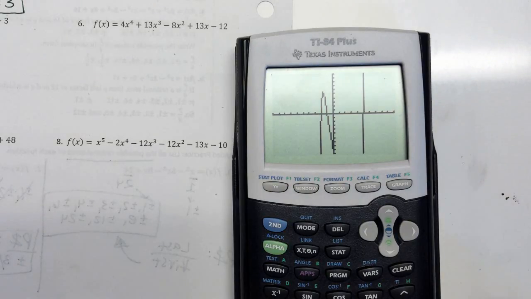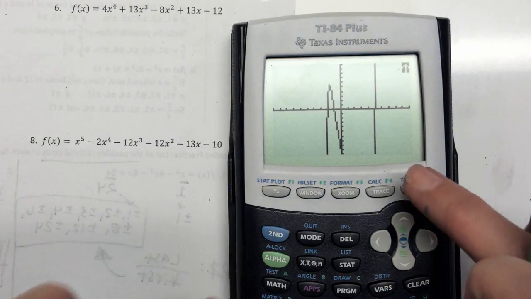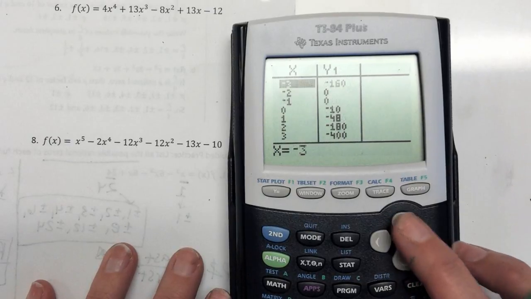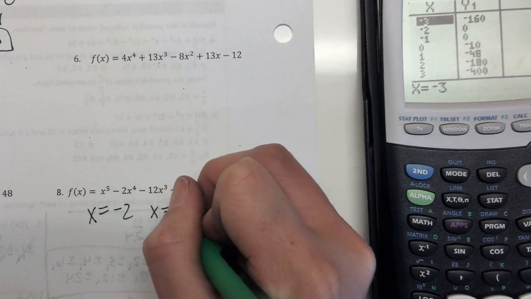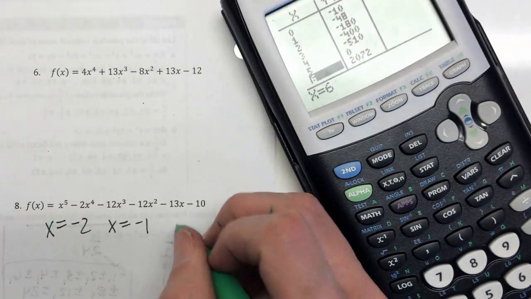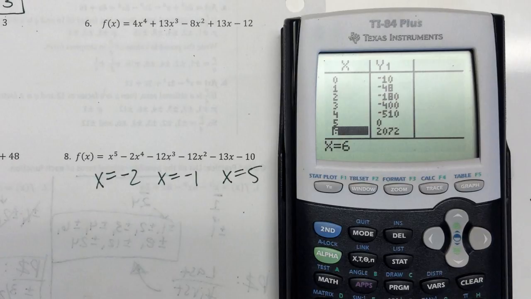Alright, so let's talk about where it looks like it's crossing, which is where? Negative 2, negative 1, and 5. How do I check it? Alright. Tell me some of them that we see. Where was the other one we thought it looked like it was crossing? And let's check that. Yep, 5. Alright, so we got 3 of them. Make sure your graph matches up. Make sure your table tells you the correct ones.